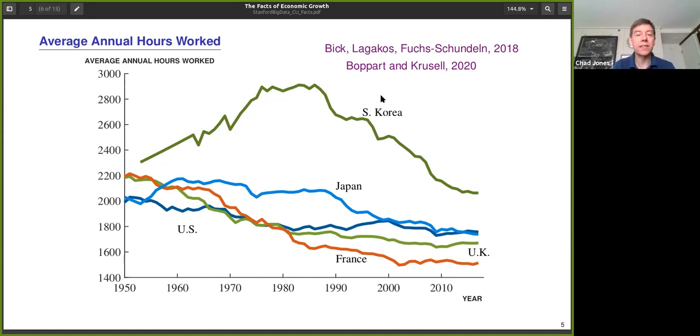You can see it's not always an everywhere issue. So South Korea, when it first started growing rapidly, workers in South Korea started working harder. But even in South Korea, where they were working more than 2,800 hours per worker by the end of the 1980s, it's plummeted a lot, down to 2,200 or even less. But you see the same pattern in Japan and France and the UK, and even in the US. The US is one of the smallest declines, I would say, in hours worked. But the 2,000 hours per worker in 1950 now looks more like 1,800 hours per worker today in the United States.